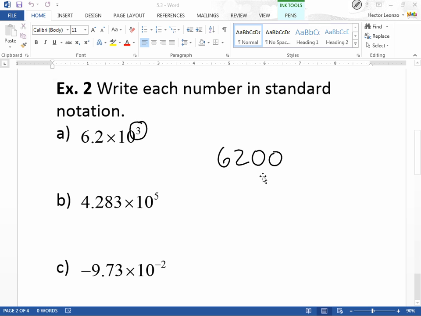Whenever we don't see the decimal point, we assume it's at the end. So notice I moved it 3 places to the right. Once again, add zeros if you need to.